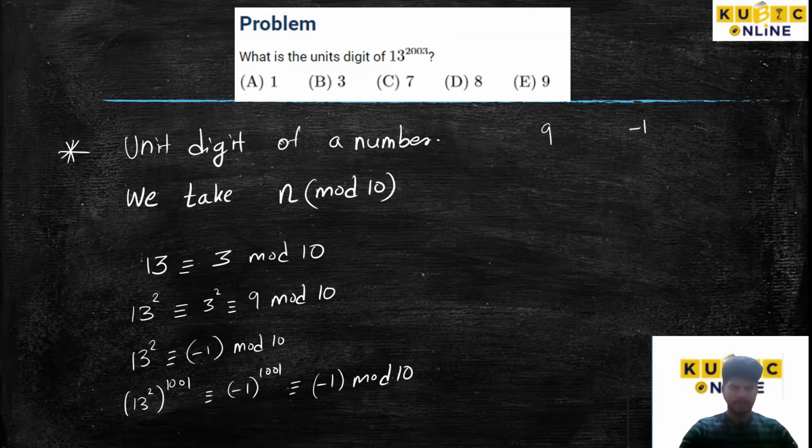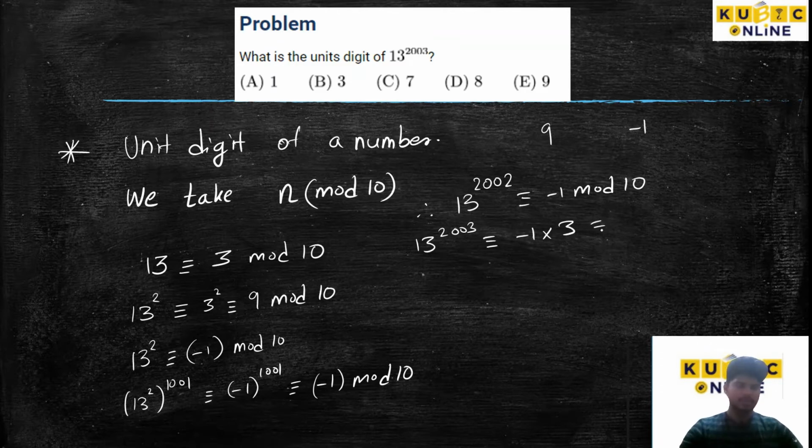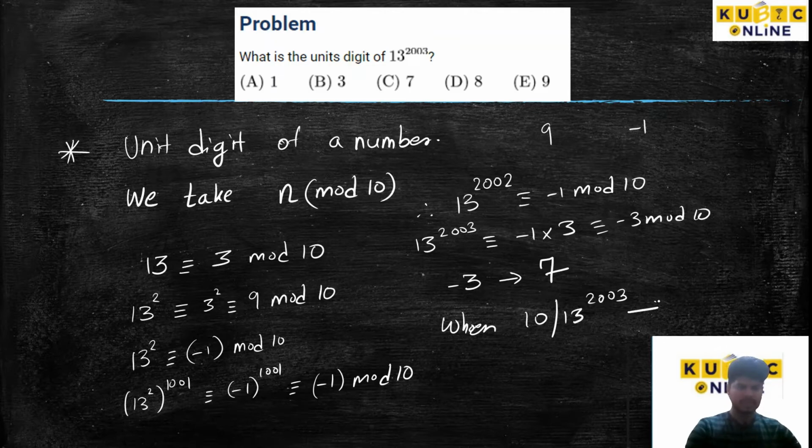Correct. Okay. So what do we have? We have 13 to the power of 2002 is congruent to minus 1 mod 10. So 13 to the power of 2003 will be congruent to minus 1 into 3, which is minus 3 mod 10. Okay. And minus 3 can be written as what? Plus 7. So when 10 divides 13 to the power of 2003, what is the remainder? The remainder is 7.